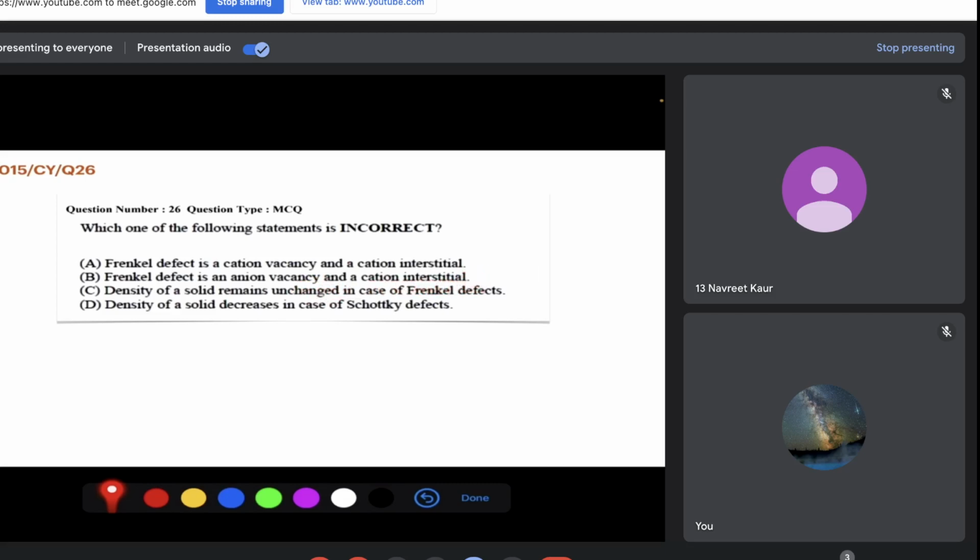It is wrong. Okay. The density of a solid remains unchanged in case of Frenkel defect. This is correct. Density of a solid decreases in case of Schottky defect. This is also correct. So the incorrect option is B.